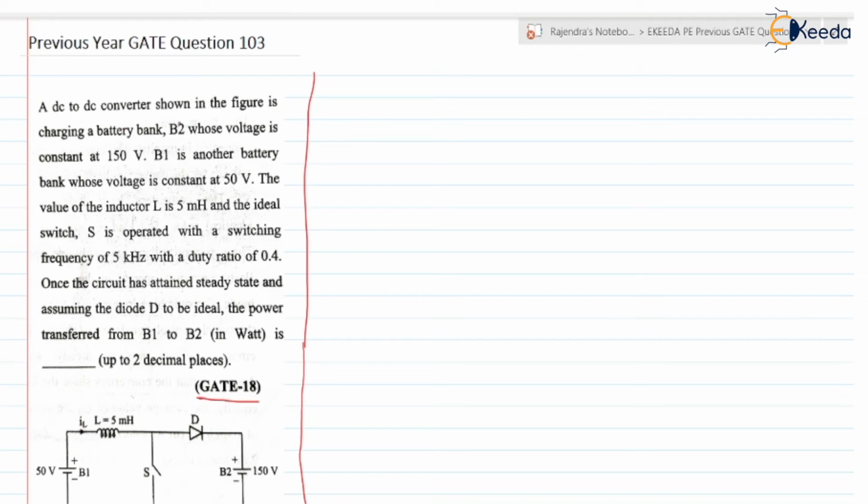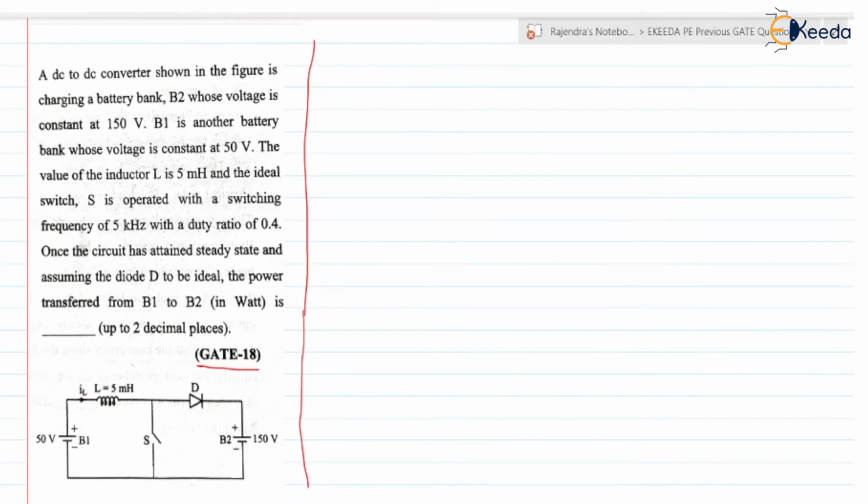A DC to DC converter shown in the figure is charging a battery bank B2 whose voltage is constant at 150 volt. So this is the B2 they have given, and it is V0, so V0 is equal to 150 volt. B1 is another battery whose voltage is constant at 50 volt. So B1 is equal to Vs, that is the supply voltage, which is 50 volt.